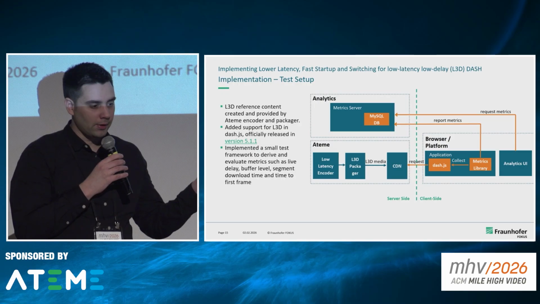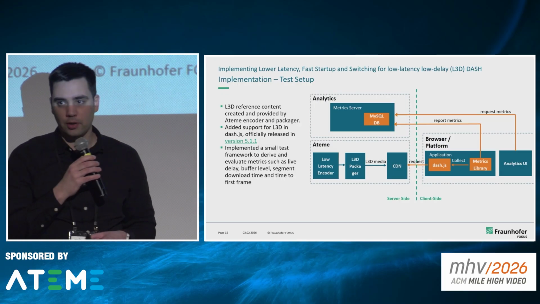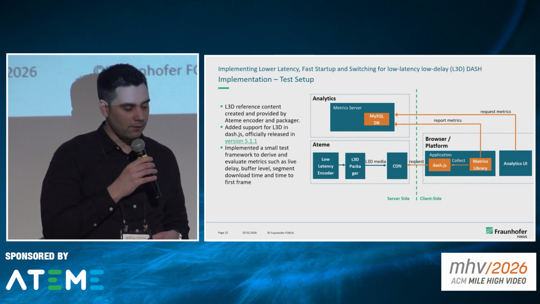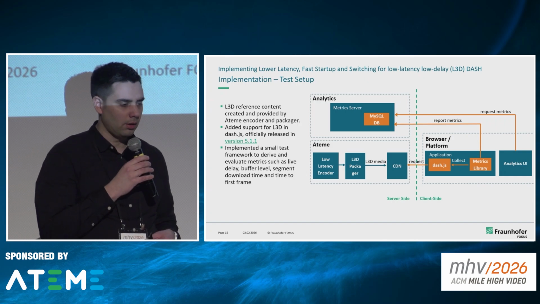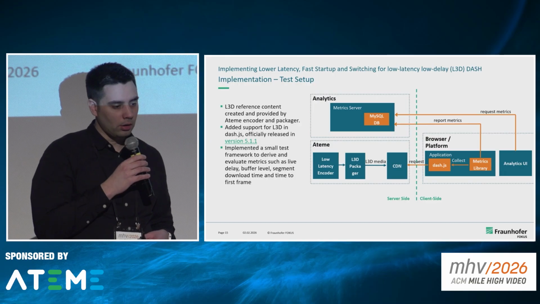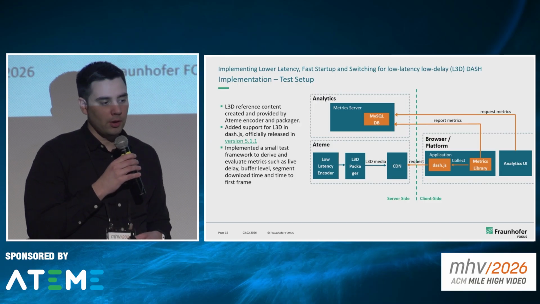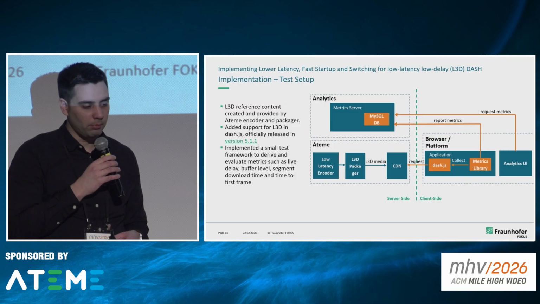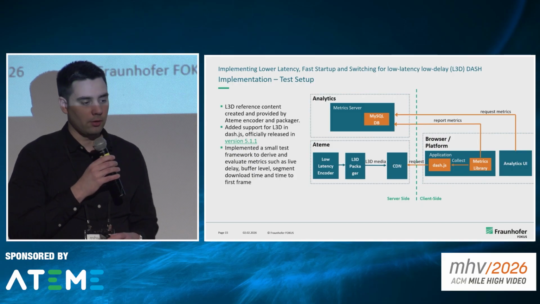So that's the server side, the content side, and then we have support for LCD Dash in Dash.js. That has been supported now since 5.1. I added that and we did the release, I think, a few weeks ago. And on top of that, playback at Dash.js, content coming from ATEM. We also have a small analytics platform that we implemented with a metrics server, an SQL database saving the metrics, and the metrics library collecting certain metrics on the client side.